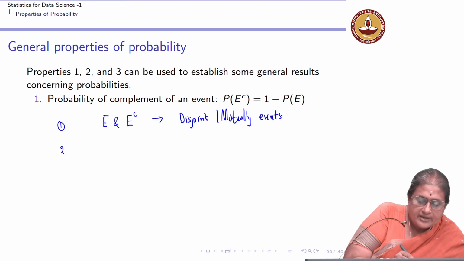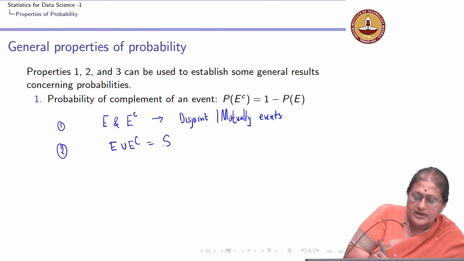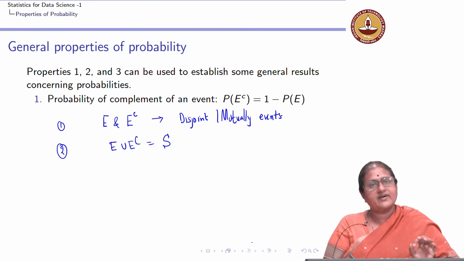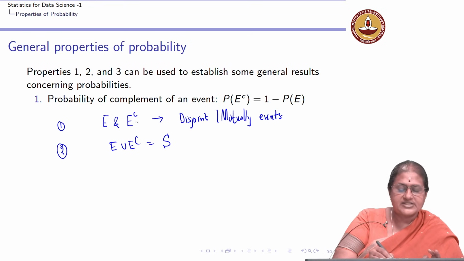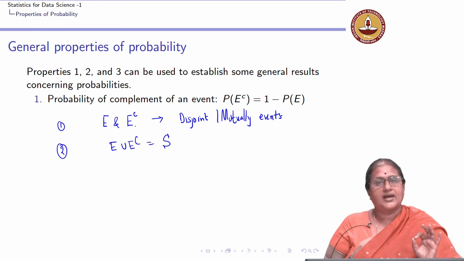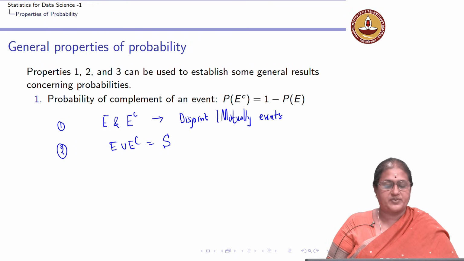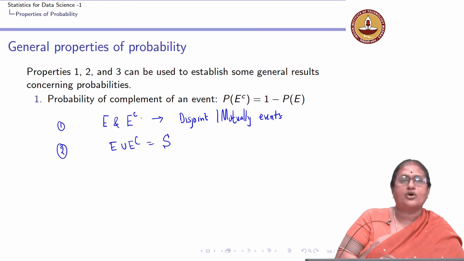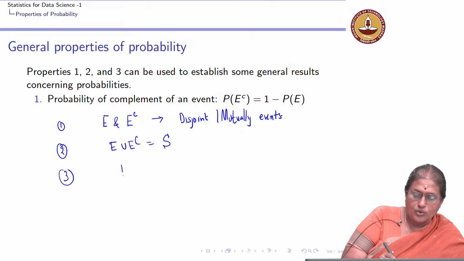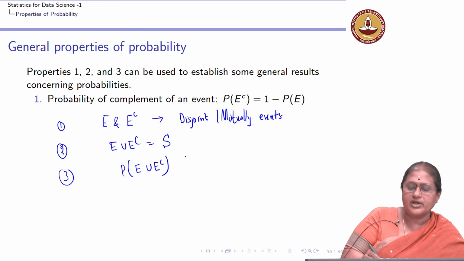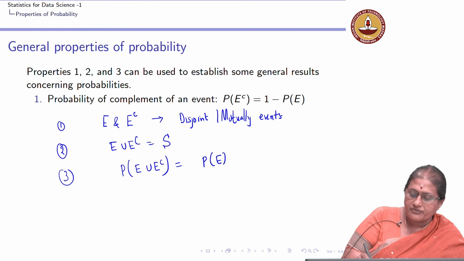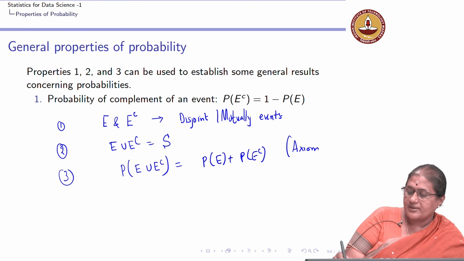Now, another thing which we notice is E union E complement is your entire sample space. So, given an event E, I know first E and E complement are disjoint, and the second thing I observe is E union E complement is my entire sample space. Now, if E and E complement are disjoint, then from my third axiom, I know the probability of E union E complement is probability of E plus probability of E complement. This is through axiom 3.